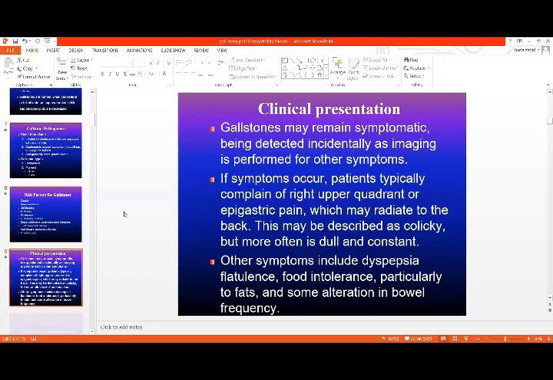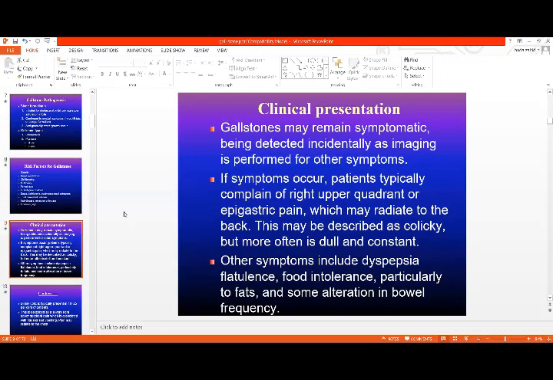Now, the clinical presentations, okay, now look at that. The gallstones may remain asymptomatic, being detected incidentally as imaging is performed for other symptoms. अब कोई खातून आई है आके उन्होंने कहा जी मेरे पेट में दर्द होती है, खाना खाते ही पेट फूल जाता है, गैस बढ़ जाती है, हवा बढ़ जाती है, नौसिया होना शुरू हो जाता है. आपको पेन शेन कोई नहीं है, तो इंसिडेंटली आपने अल्ट्रासाउंड किया है तो पता चला है कि वो अल्ट्रासाउंड gallstones हैं.